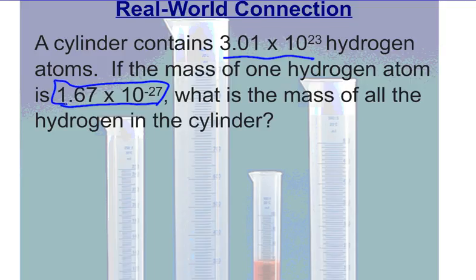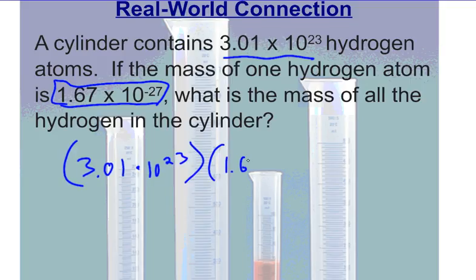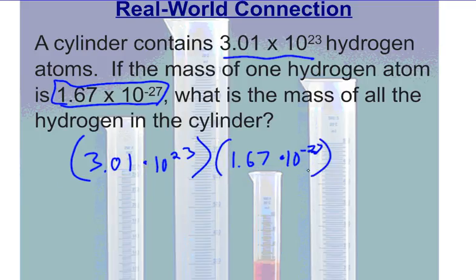So think about it. If you have 25 rocks, and each rock is 2 pounds, you do 25 times 2. So that would be my hint for you. We're going to multiply it out. All right? So we're going to multiply it out. It'll be 3.01 times 10 to the 23rd times 1.67 times 10 to the negative 27th. So our first step, I just wrote it in with parentheses form. So we're good to go with that.